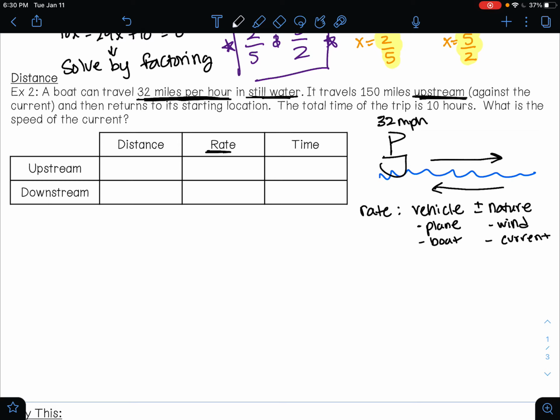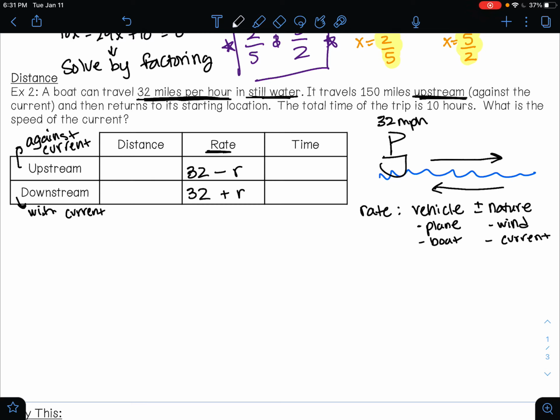So let's go back up to this problem and fill in this table that's right here, because that's going to help us solve this problem. 32 miles per hour is my rate. When we are going upstream, we're going against the current. That means the current is slowing the boat down and making it go slower. So we're going to be going the rate minus the current. And downstream is with the current, so the current is going to make the boat go faster. So it's going to be 32 miles per hour plus the rate of the current.